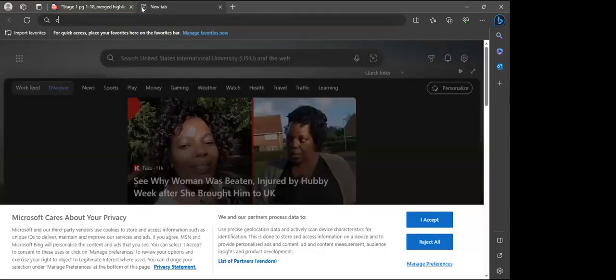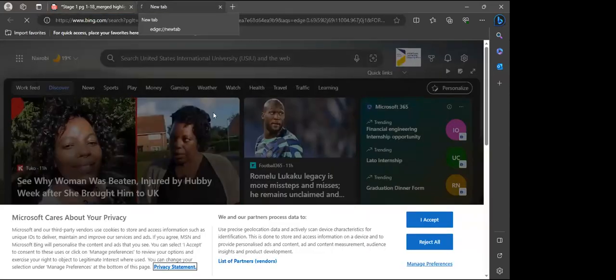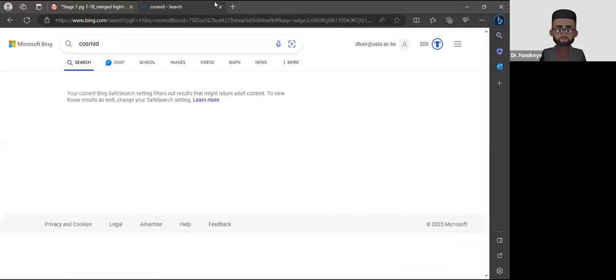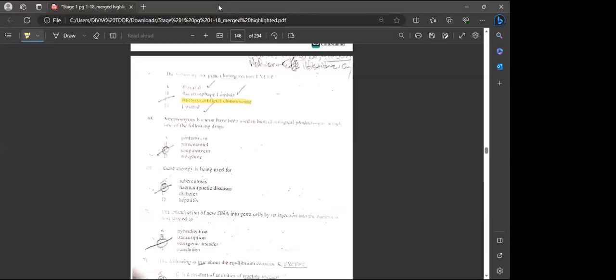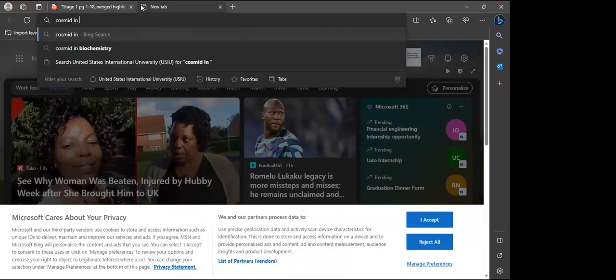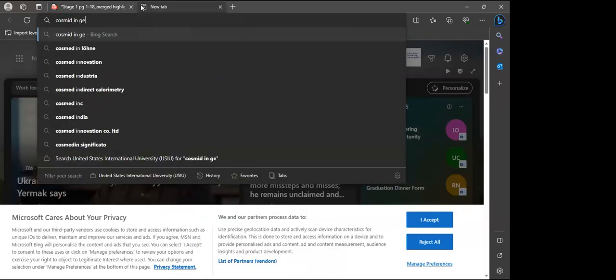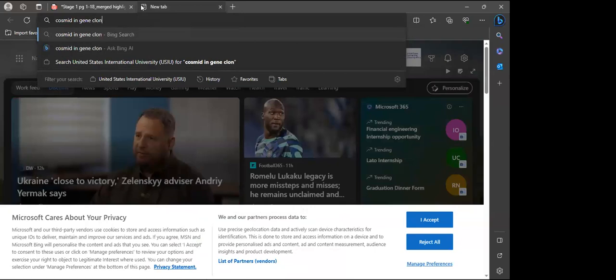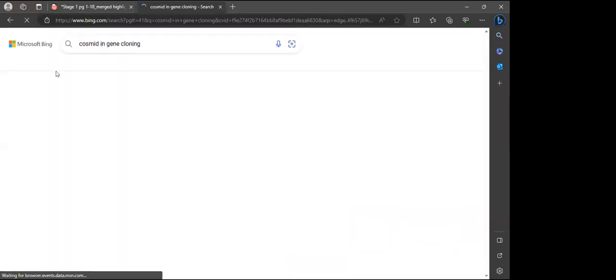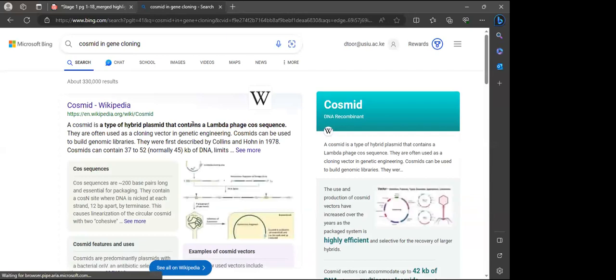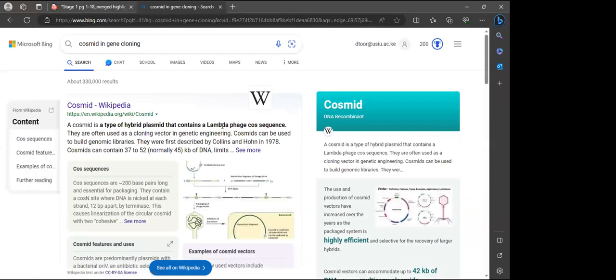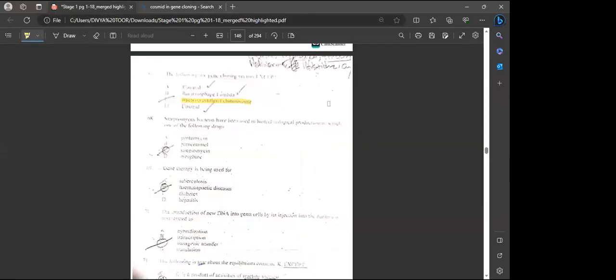Cosmid. So what is cosmid? Let's see. Let me just search. Cosmid and plasmid are there. Cosmids are hybrid plasmids that contain a lambda phage cos sequence. Okay. That's crazy.